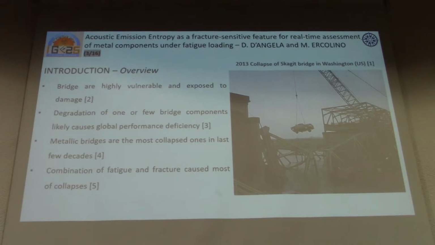We will start from the contents, that is actually the application of this study, the aim application to bridges. We all know how bridges are highly vulnerable and exposed to damage, and how important the single components of a bridge are. In fact, the degradation of one or few bridge components is likely to cause global performance deficiency. Metallic bridges are among the most sensitive structures. In fact, in the last years, the most collapsed bridges were metallic bridges, and the combination of fatigue and fracture used to be the most probable cause of failure.